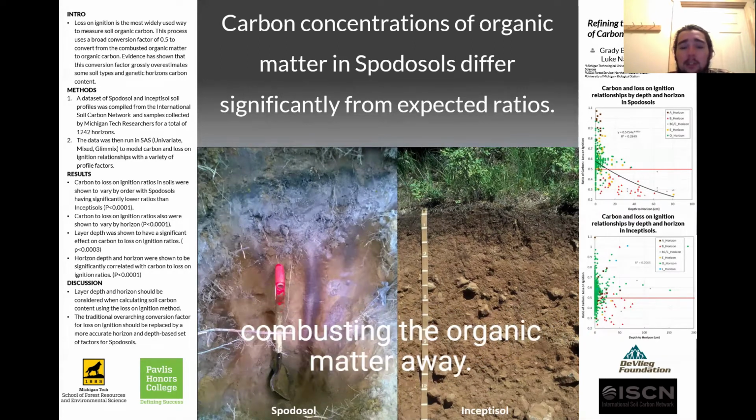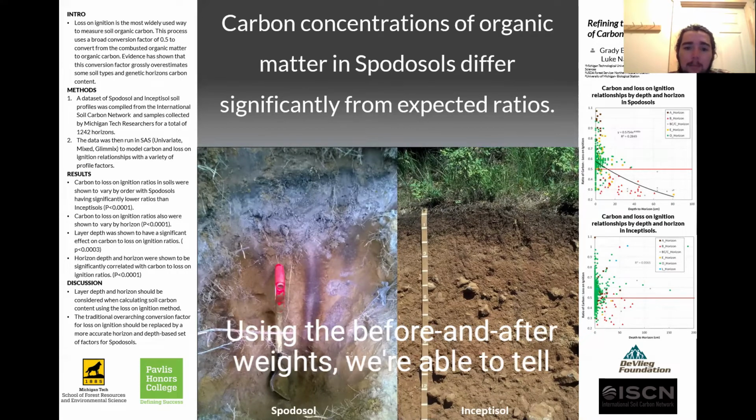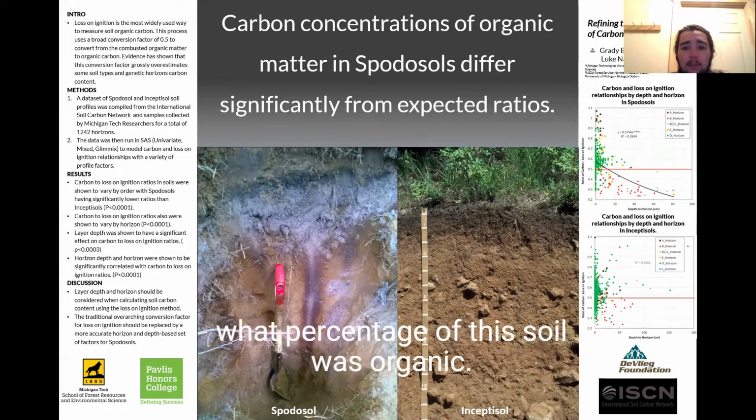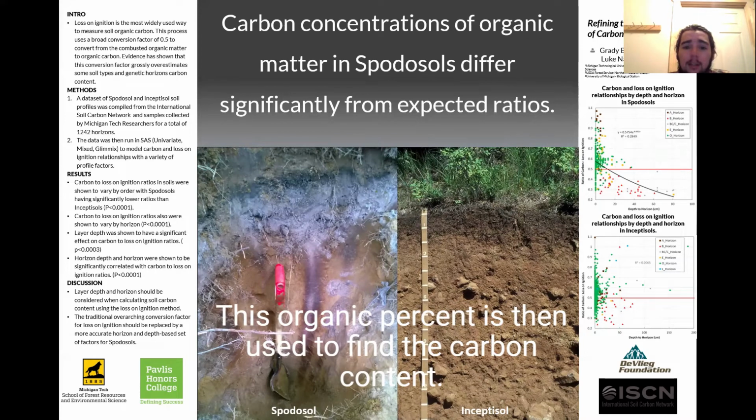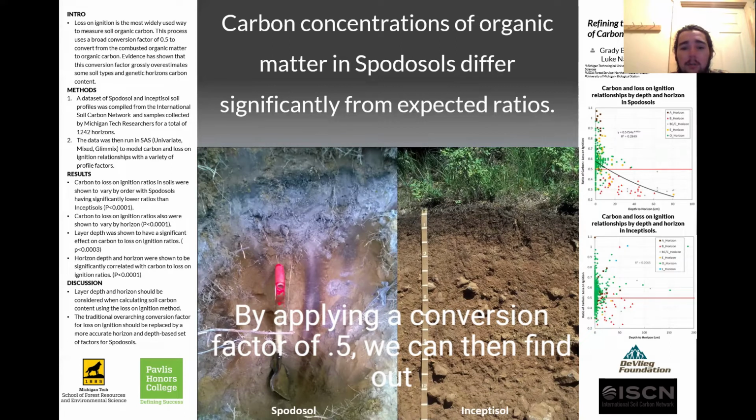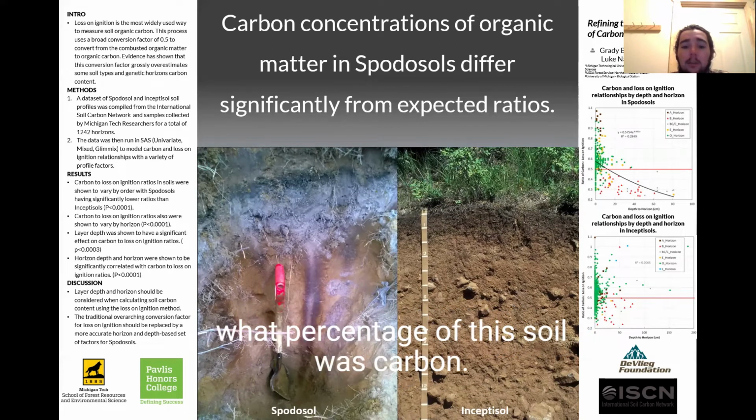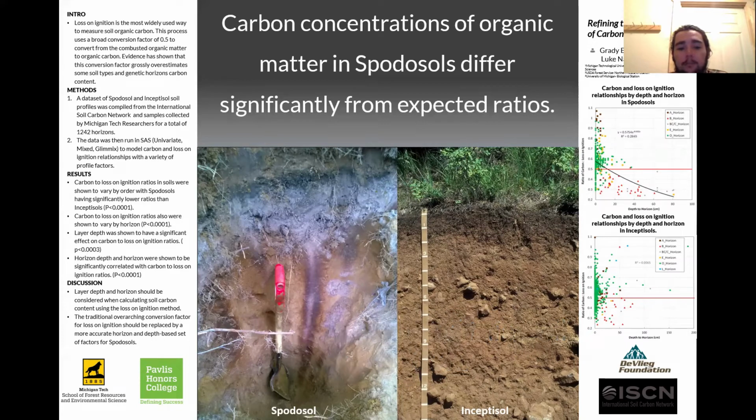Soils are heated in an oven to over 500 degrees, combusting the organic matter away. Using the before and after weights, we are able to tell what percentage of this soil was organic. This organic percent is then used to find the carbon content. By applying a conversion factor of 0.5, we can then find out what percentage of this soil was carbon.